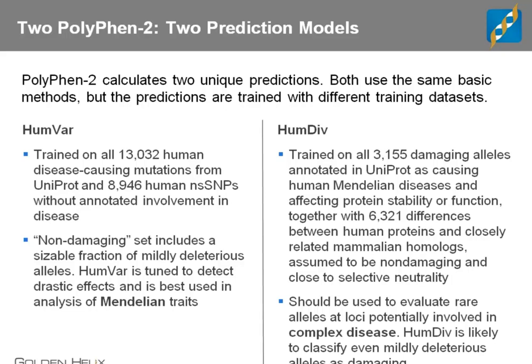Now, on the other hand, if you are analyzing a complex disease, they recommend using the HumDiv panel, or human diversity, is what I believe it is representing. This one is comparing known damaging human alleles against a set of 6,321 differences that have been observed between human proteins and closely related mammalian homologs that are assumed to be non-damaging and selectively neutral. Therefore, it's expected that it will detect even mildly deleterious alleles as being damaging and is better to use when you're looking at a complex multigenic disease.